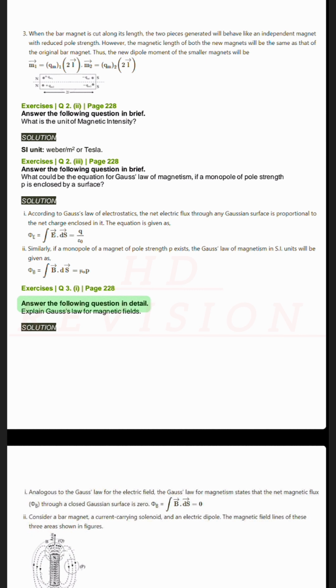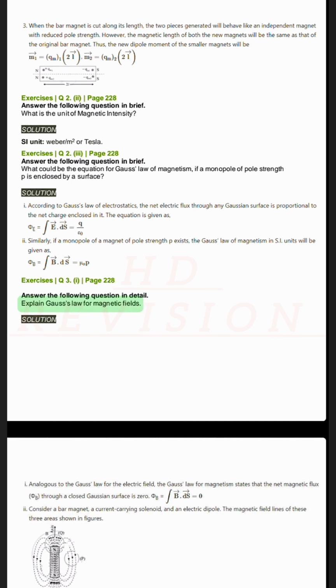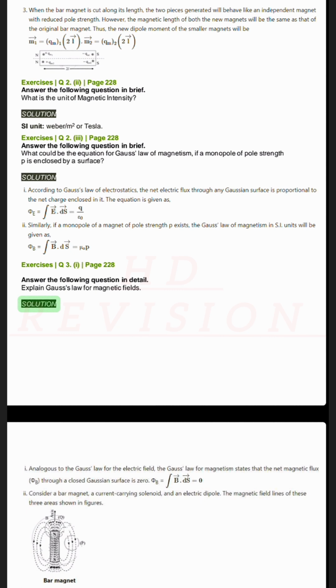Exercises, Q3, I, page 228. Answer the following question in detail. Explain Gauss's law for magnetic fields. Solution.